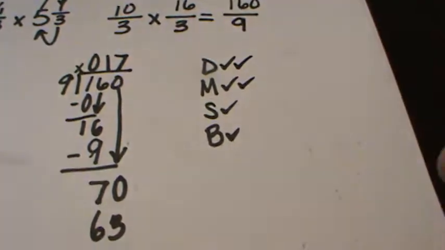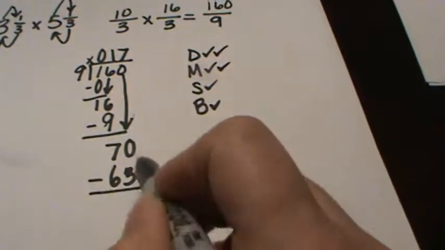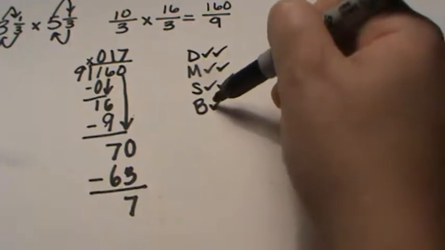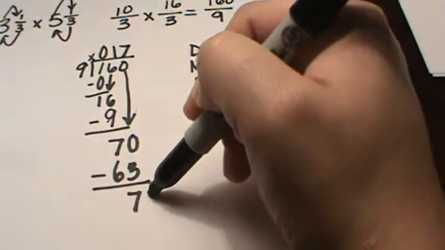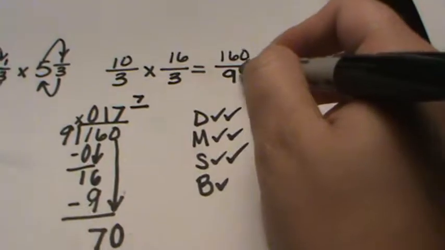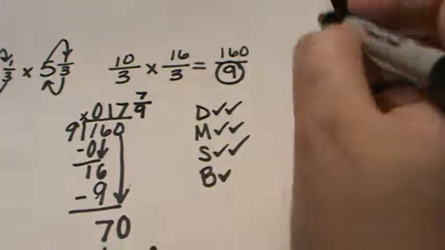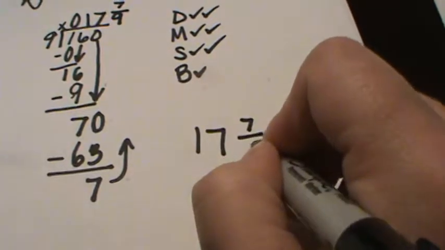I skipped a check mark, but we're caught up now. Okay, so 7 times 9 is 63. We're to the S, which means we're going to subtract. We're left with 7. Now bring down, oh, I've got nothing left to bring down, so that means I get to bring it up. My numerator is 7. My denominator is still the same as what it was to begin with, 9. So we know our answer is 17 7/9.